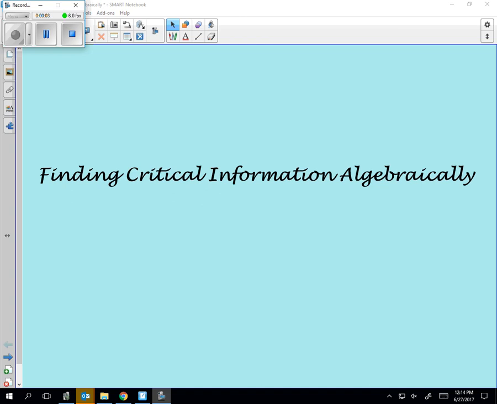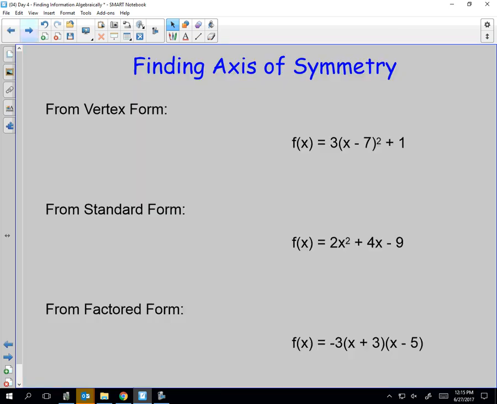Hello, and welcome to today's lesson where we're going to find some critical information from the different types of quadratic formulas that we have using our algebraic tools. So using some of our algebra procedures to find the critical values for the different types of quadratic functions.